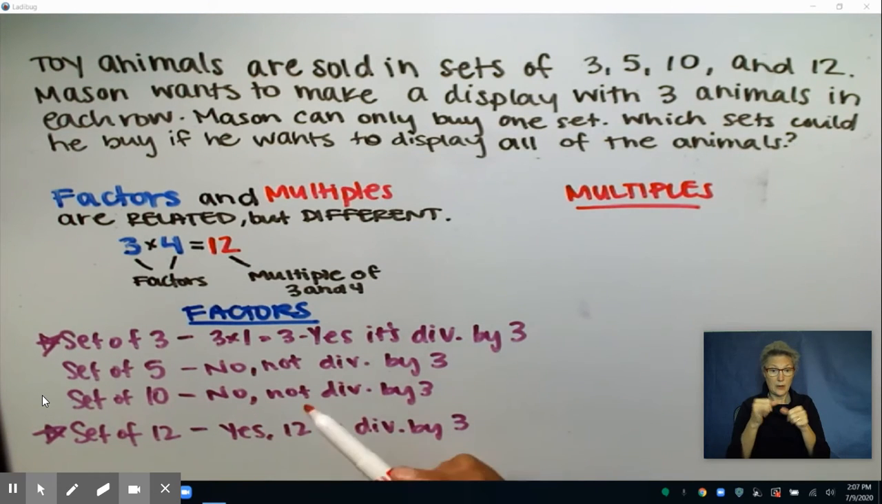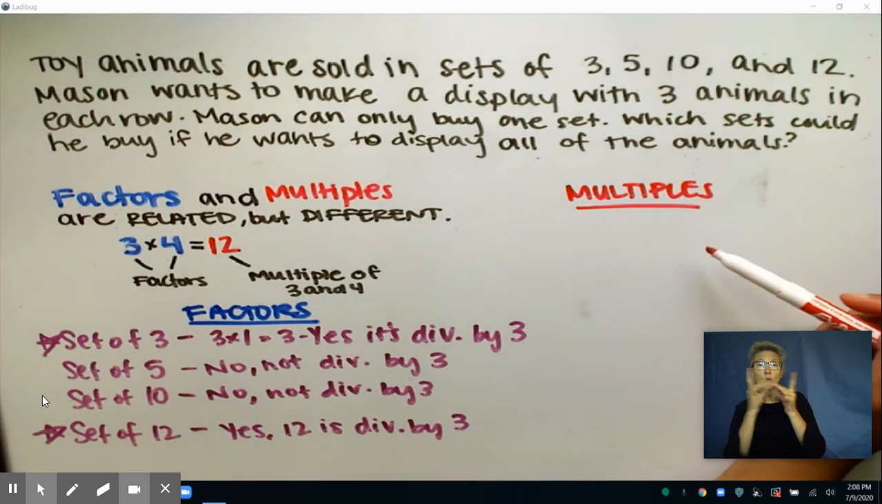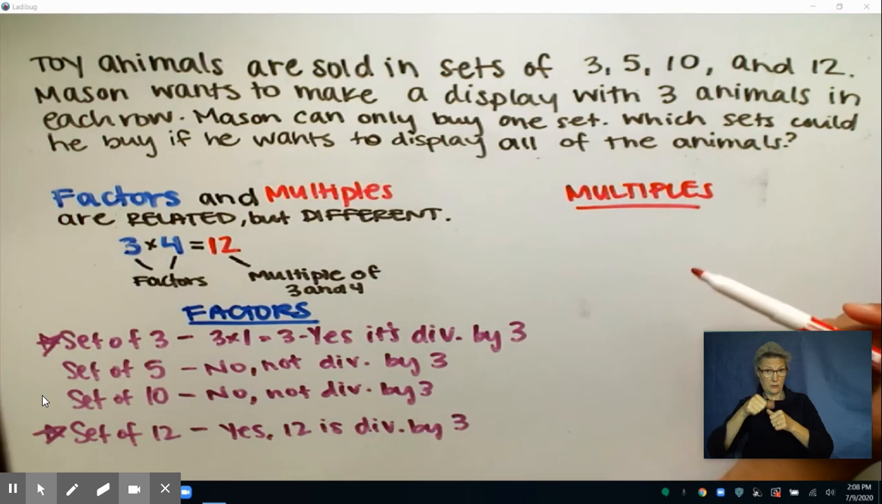Remember, if it's challenging for us to think of these factors, we could use manipulatives or draw an array, just like we did with the bugs in a previous lesson for this chapter. Another way to solve this problem is to think of multiples, to find multiples. We can make a list by multiplying.